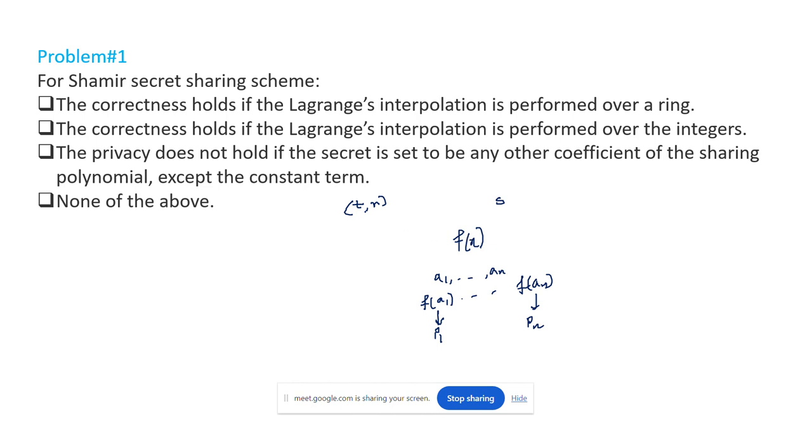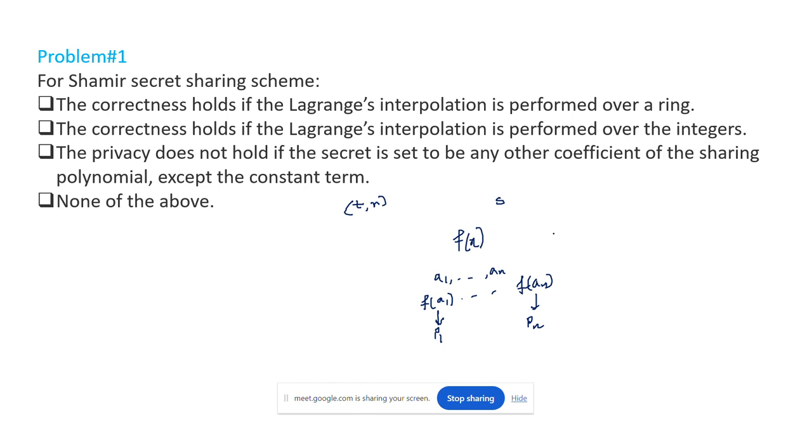Now if t plus 1 parties combine, so if the degree t polynomial is used, then you have to know t plus 1 values, like xy pairs for that particular function f, in order to uniquely determine the function. So if t plus 1 parties are combining together, then you will be able to uniquely determine that degree t polynomial, and then you evaluate that function at x equal to 0 to get the secret S.